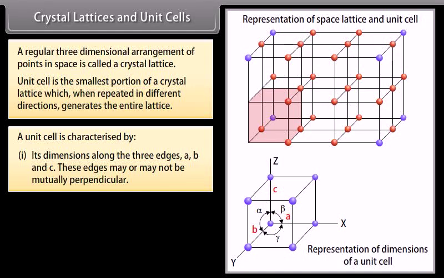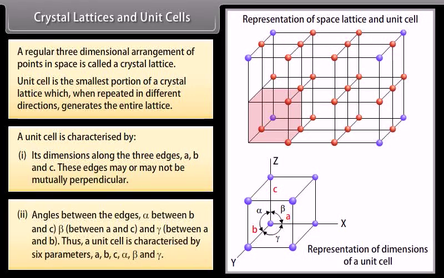These edges may or may not be mutually perpendicular. 2. Angles between the edges: alpha between b and c, beta between a and c, and gamma between a and b. Thus, a unit cell is characterized by 6 parameters: a, b, c, alpha, beta, and gamma.